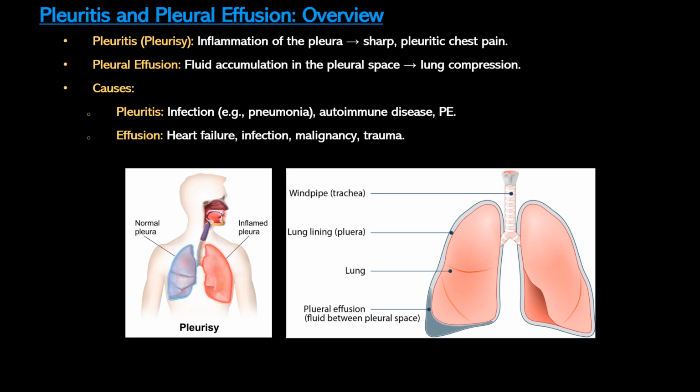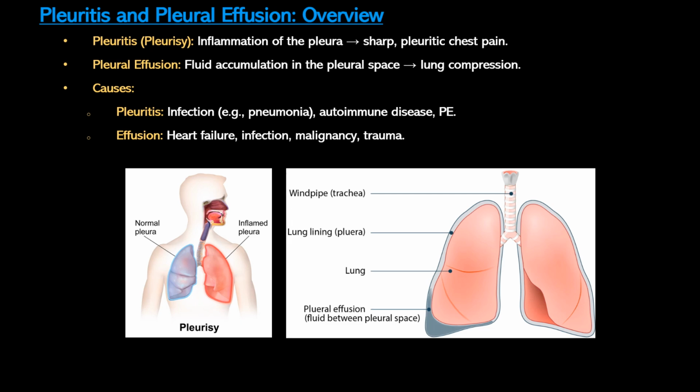Pleuritis, also called pleurisy, is the inflammation of the pleura, the membrane surrounding the lungs. It causes sharp chest pain that worsens with breathing, coughing, or movement. Pleural effusion, on the other hand, refers to accumulation of fluid in the pleural space, which can compress the lung and impair breathing. The causes of pleuritis and pleural effusion vary.